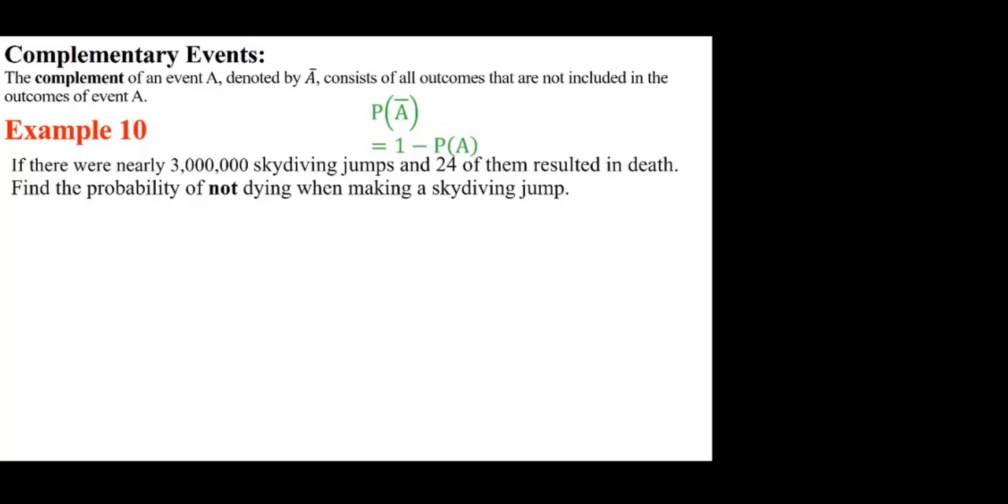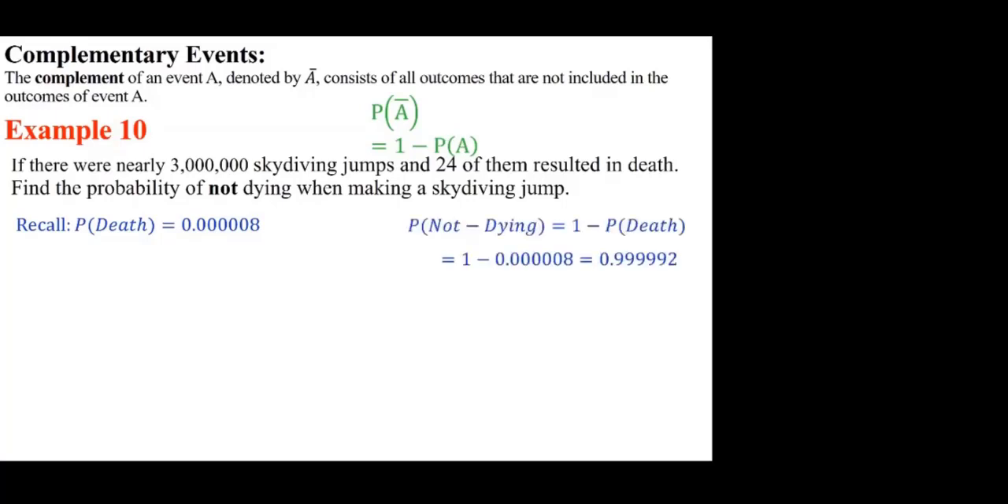If there were nearly 3 million skydiving jumps and 24 of them resulted in death, find the probability of not dying when making a skydiving jump. We've already done the calculation, 24 out of 3 million. The complementary event is of interest to us. 1 minus that. It's important to see, according to the given, we want the probability of its complement. 1 minus 0.000008. We need to carry out a lot of decimals.